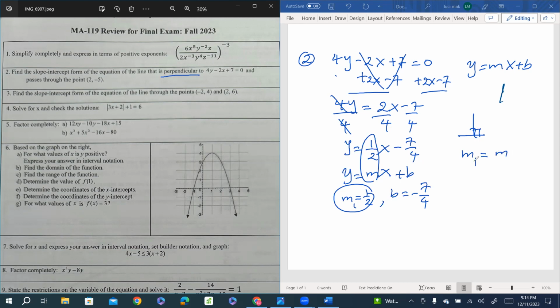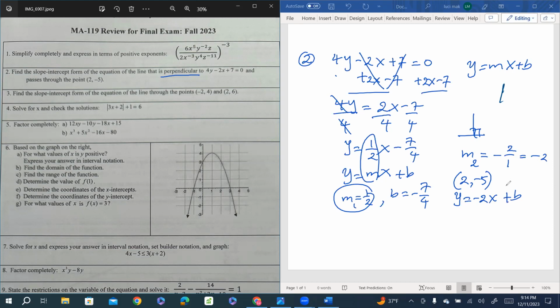m2 is going to be the negative reciprocal. So m2 is going to be equal to negative 2 over 1, in other words, negative 2. Now we also know that this passes through 2 comma negative 5. Now we have y equals negative 2x plus b.